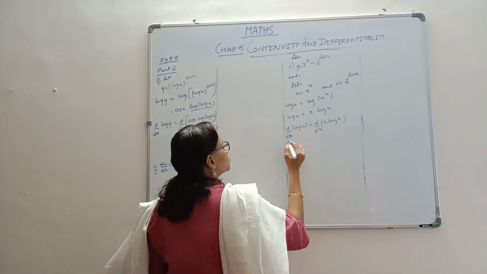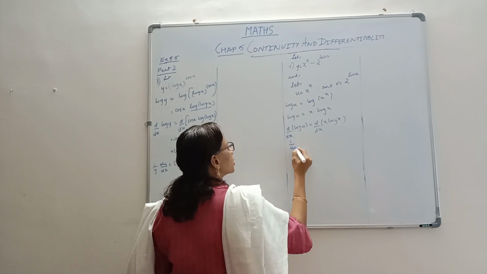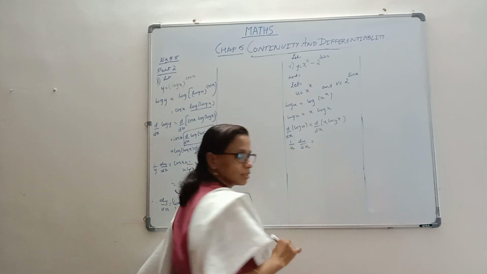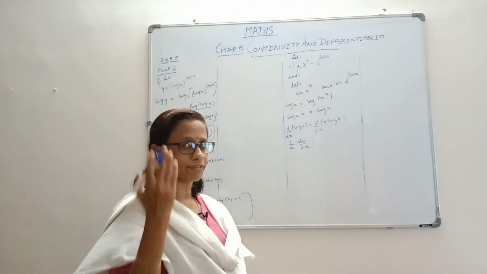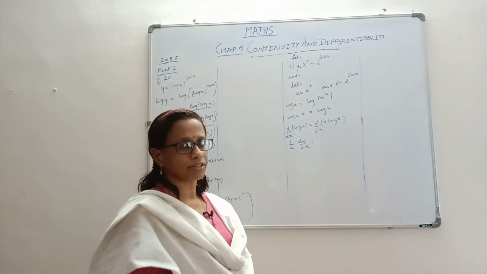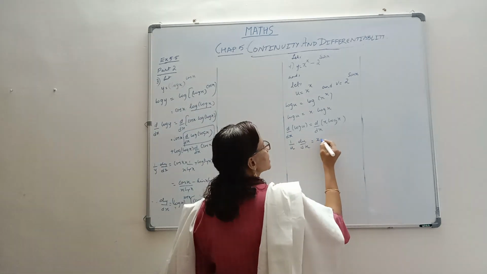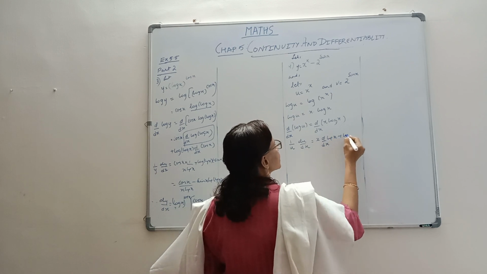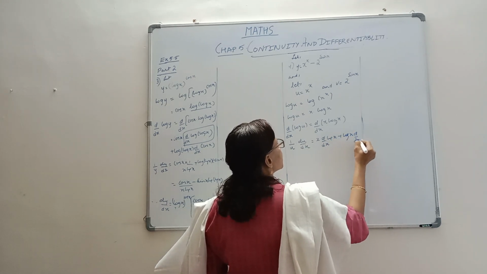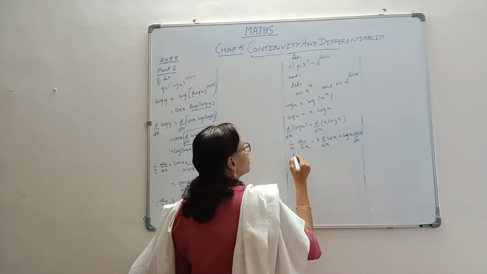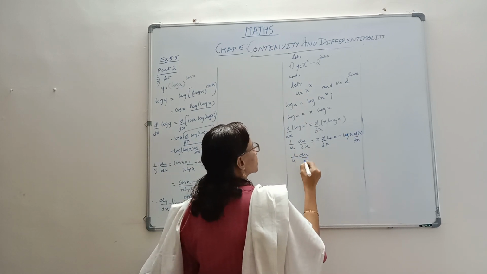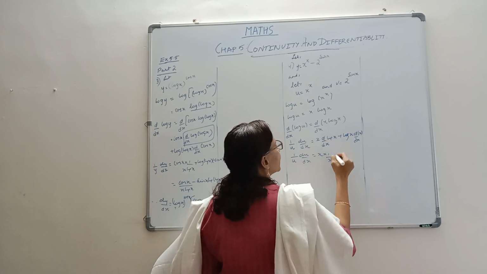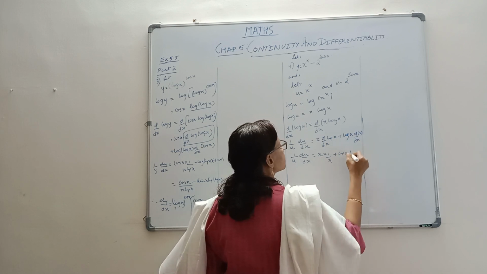Now log u, we know the derivative of log u with respect to u is 1 by u, but it's with respect to x, so you should write du by dx. This is a product, and product we have learned. First function as it is, derivative of the second function, plus second function as it is, derivative of the first. So let's keep it like that, x as it is, derivative of log x, log x as it is, derivative of x. Whenever there's a product, this is what we do. And now there's nothing much to do, you have to keep it like this. It is x, derivative of log x we know is 1 by x, and log x as it is, derivative of x with respect to x we know is 1.